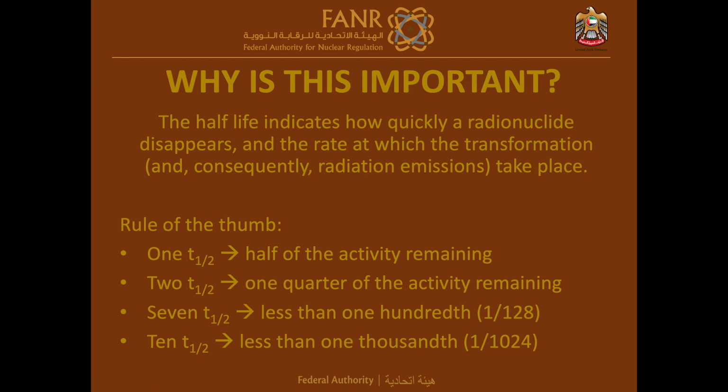So if we have fluorine-18, for example, disappearing with a 2-hour half-life, after 2 hours there will be half of the original quantity. After 7 multiplied by 2, 14 hours, there will be 1/100, actually less than 1/100 remaining. And after 2 multiplied by 10, 20 hours, there will be 1/1000 remaining. So it's quite easy by using this rule of thumb to have a quick indication of the rate at which a radionuclide is disappearing, and also make a quick calculation of the residual activity after a certain time.